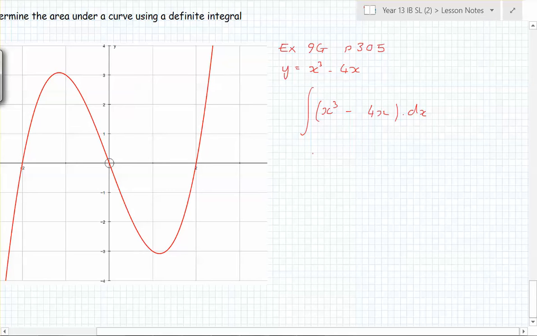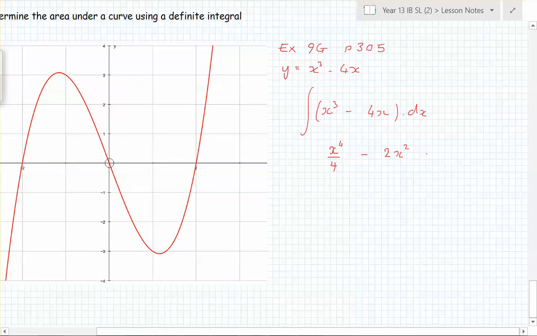Okay, who would like to talk me through the indefinite integral for that? X to the power of 4 over 4 minus 4x squared over 2, but obviously 4 over 2 becomes 2x squared. Okay, so this would be the integral. So that's kind of what we've been doing.